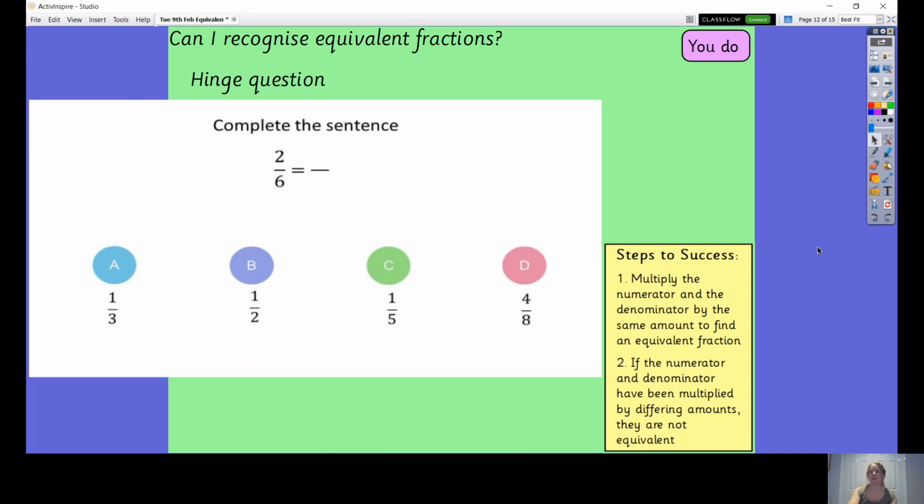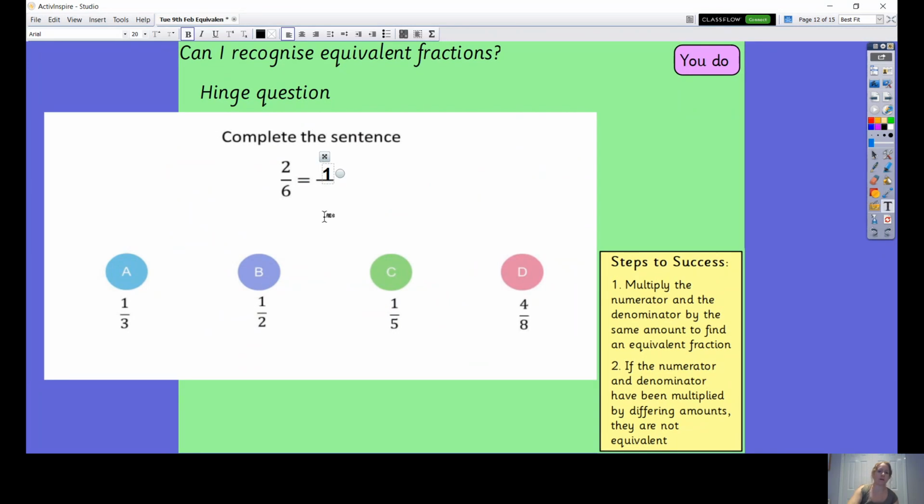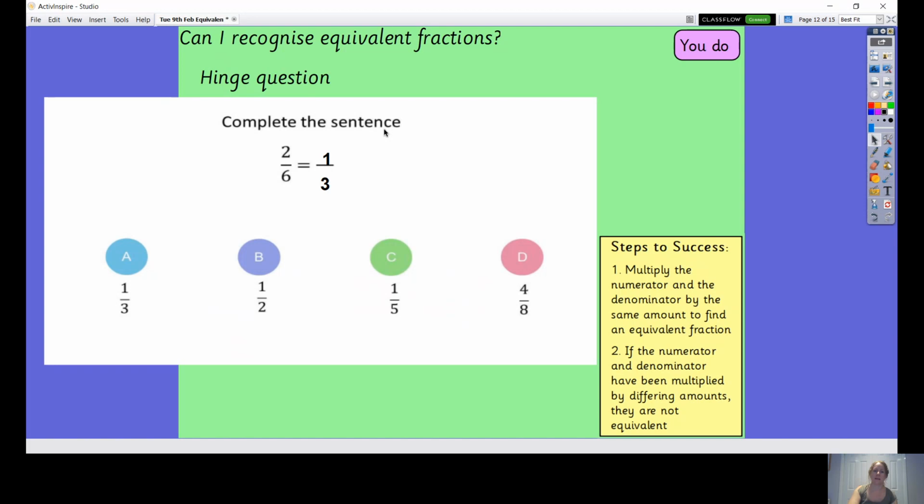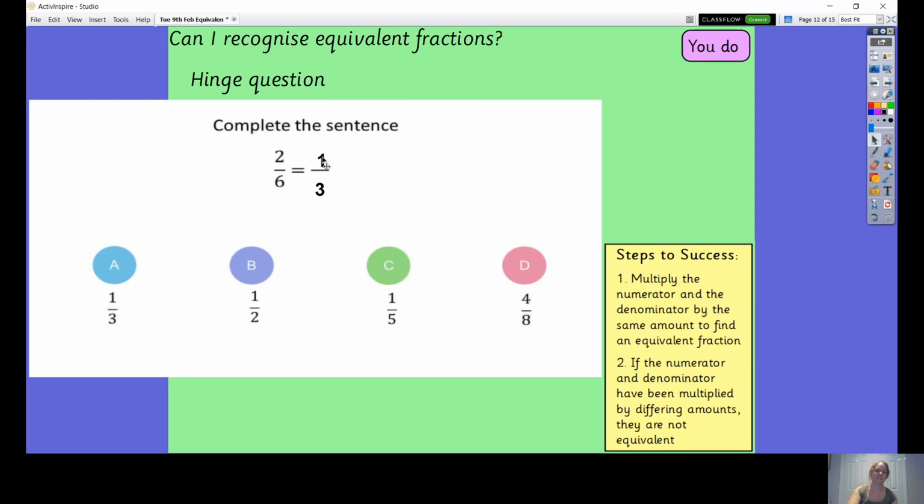Okay, so let's have a look at the answer. The answer is actually 1/3. Don't just skip on and think, woohoo, I'm right. Let me explain to you why you're right. And if you've got something different, then I'll explain to you why this is the correct answer.